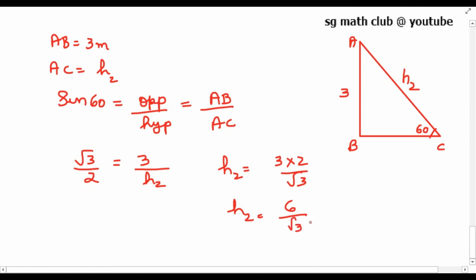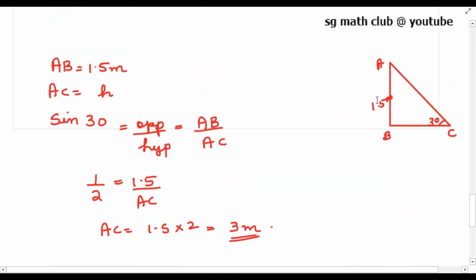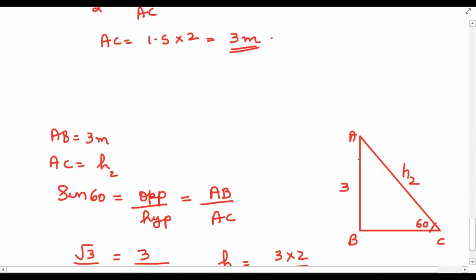You can rationalize the factor, and you can do that. This is equal to 6 root 3 divided by 3, which is equal to 2 root 3. Either you can leave the answer as 2 root 3, or you can multiply with the value 2 into 1.732. So the length of the slide in both cases we have found out, one with the less steep and one with the more steep. So thank you for watching the video.